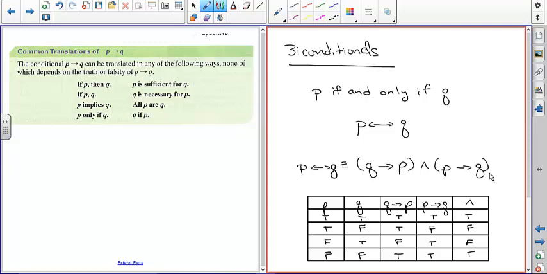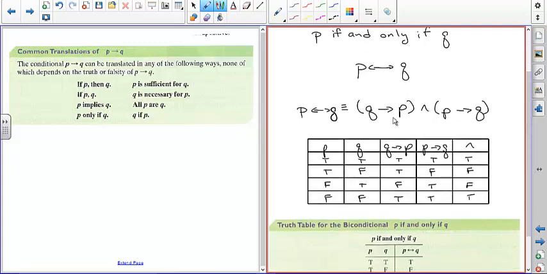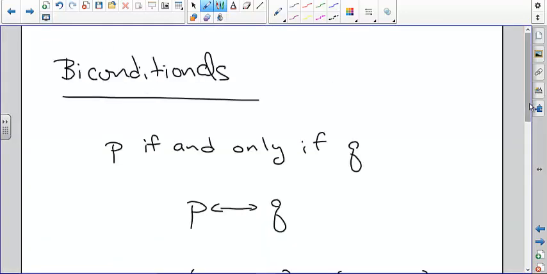And a lot of times this is used in math proofs. I'm going to give you an example. I'm going to give you two examples. So if you do the truth table for this definition of the biconditional, we have two columns for P and Q, with all four different options.